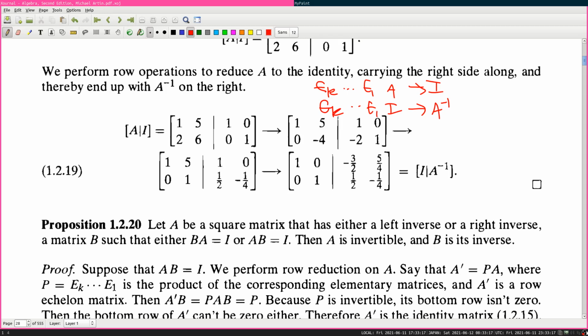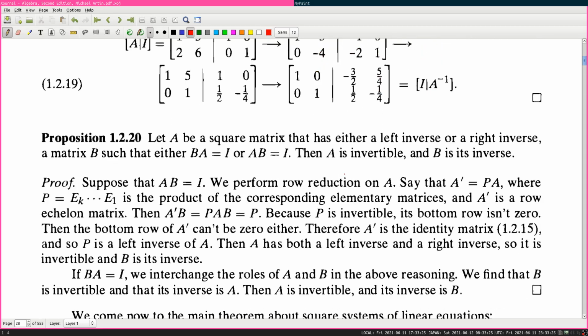Okay, this is the definition of inverse. I don't know why this is a proposition. Anyway, suppose that AB equals I. Oh, this is such a weird way to prove it. We perform row reduction on A, say that A prime equals P times A, where P equals E_k down to E_1 is the product of the corresponding elementary matrices, and A prime is a row echelon matrix, and then A prime B equals PAB equals P. Because P is invertible, the bottom row isn't 0, so then the bottom row of A prime can't be 0 either? What? Right. What?